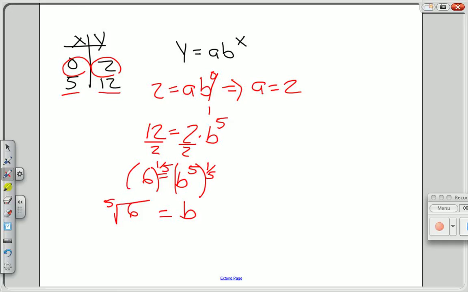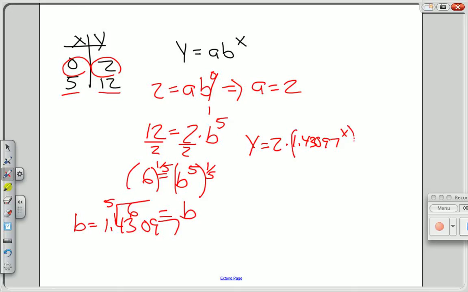Okay, that's obviously hard to do by hand. Let me grab the calculator. Take 6 to the 1/5, or 0.2 power, gives us 1.43097. So we write that down. We get b equals 1.43097 approximately. And now our overall equation, putting this all together, is y equals a, which is our initial value of 2, times b, which is 1.43097, to the x power.